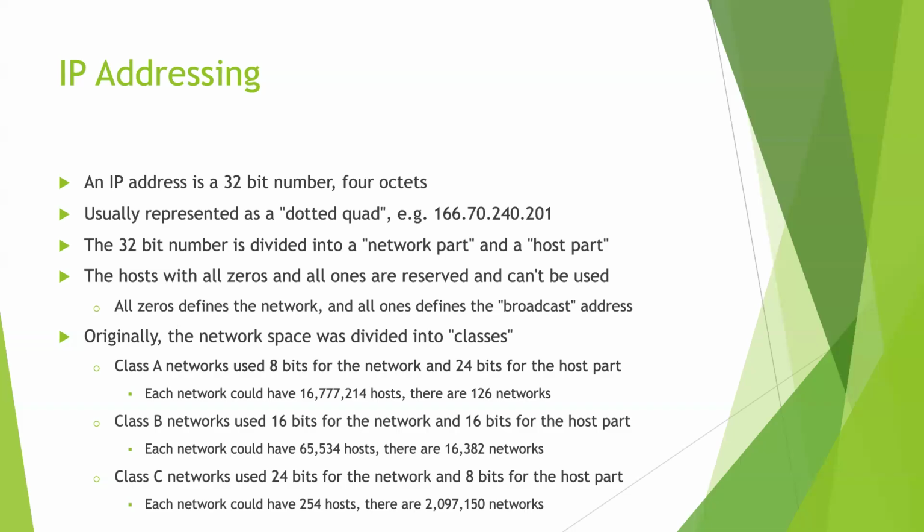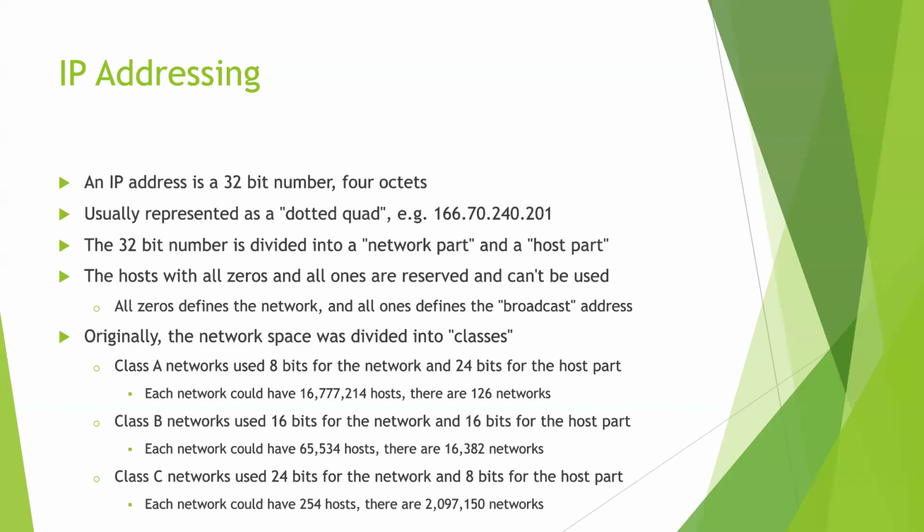The 32-bit number is divided into 2 parts, a network part and a host part. The hosts where all the bits are 0 are reserved and can't be used, and the ones where all the bits are 1 are reserved and can't be used. They have special purposes. All zeros in the host part is a defined value for the network itself, and all ones is the broadcast address. We'll talk about broadcast in a minute. And we're only talking about natural class IP addresses. We're going to talk about that a little bit too.